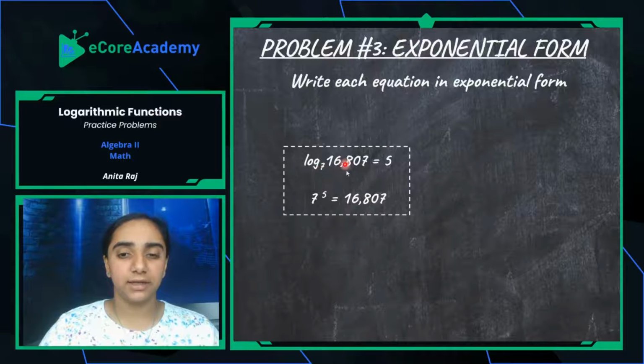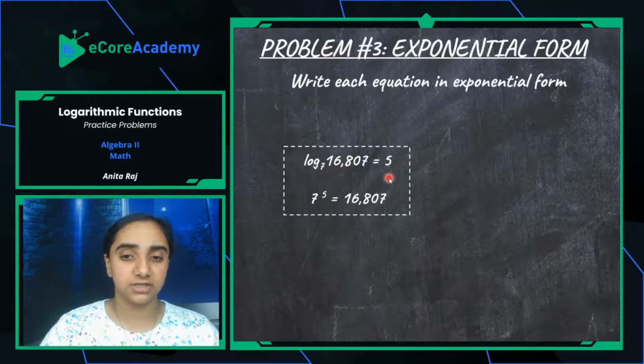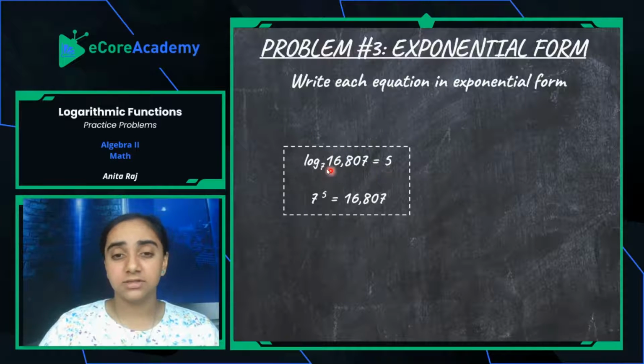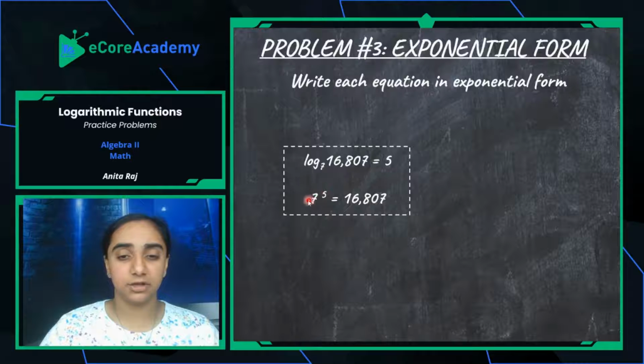Hopefully you remember that e that we showed you. So if I draw that e, I start with 7, I draw the curve here, I touch 5, and then I touch 16,807 last. Since I touch 7 first, 7 is going to be the base. Then I come around, I touch 5. 5 is going to be the exponent, then we're going to draw an equal sign, and then 16,807 is going to go on the right side.